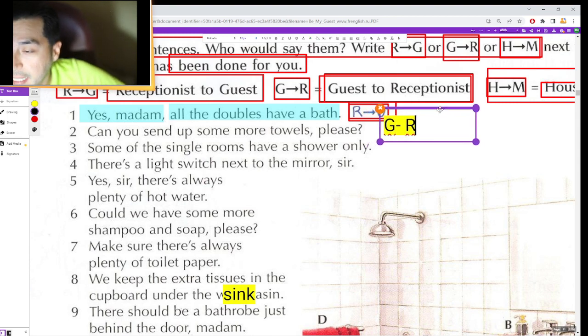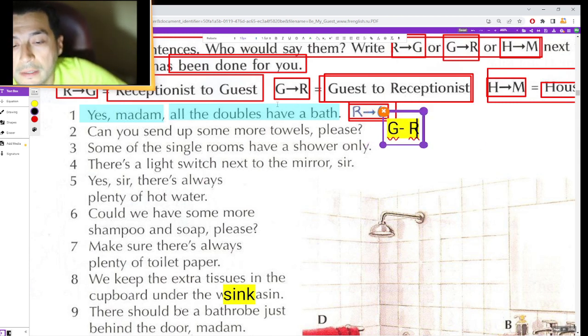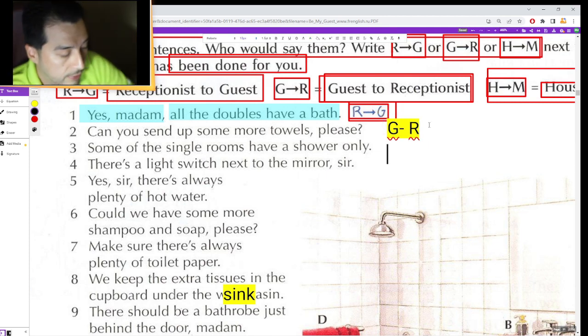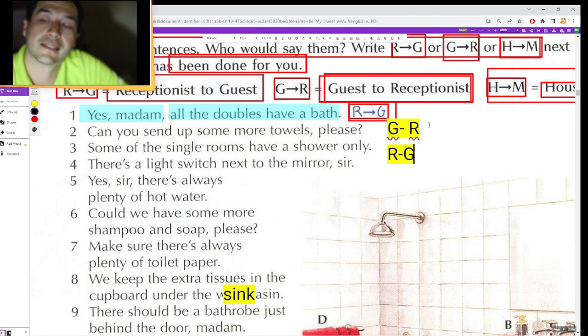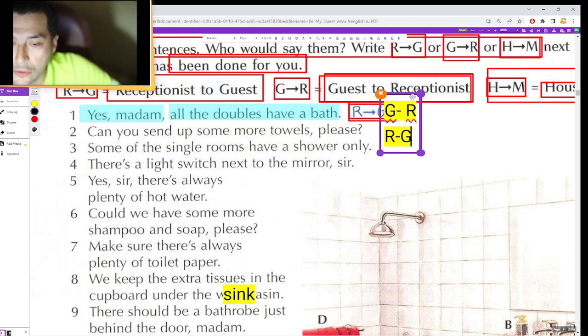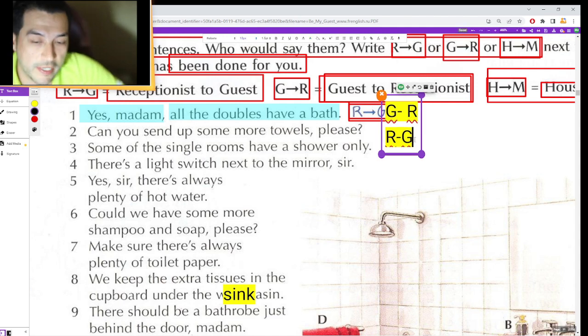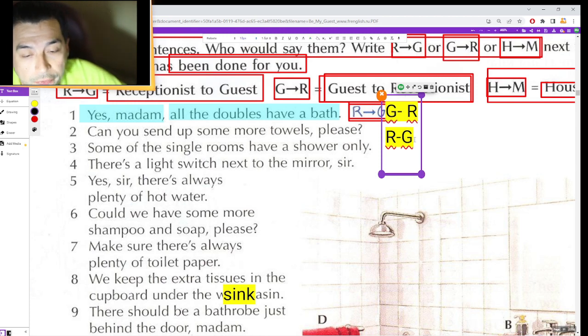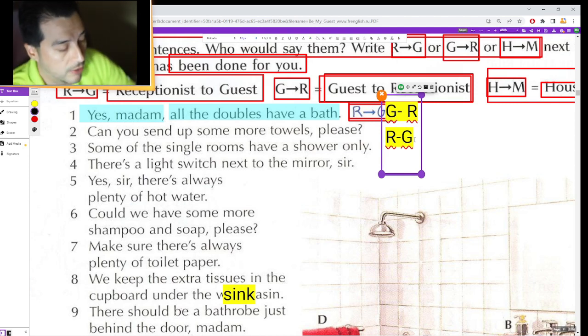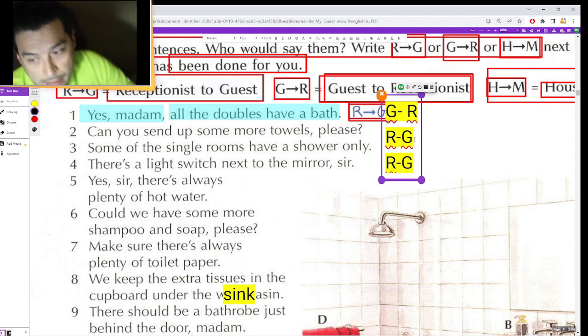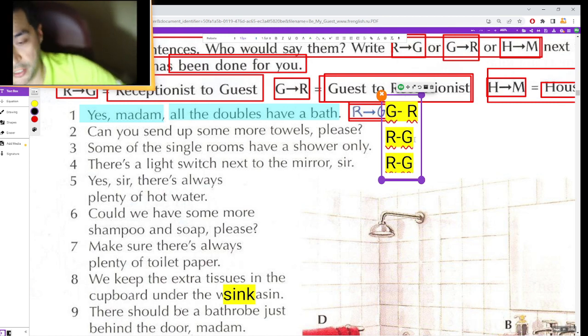Guest to receptionist. Number three: Some of the single rooms have a shower only, no bath. Receptionist to guest. Number four: There's a light switch next to the mirror, sir. The bellboy to the guest, or the receptionist to the guest. There's a light switch next to the mirror.